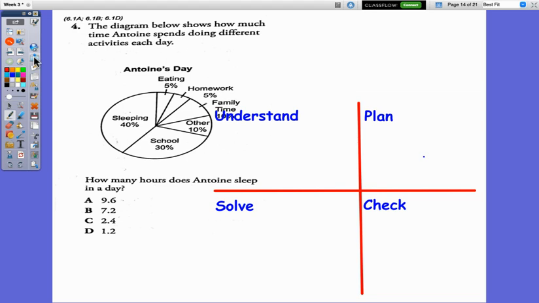Okay, question number 4. This diagram shows how much time Antoine spends doing different activities each day. How many hours does Antoine sleep in a day? More than Mrs. Williams. That's the truth.